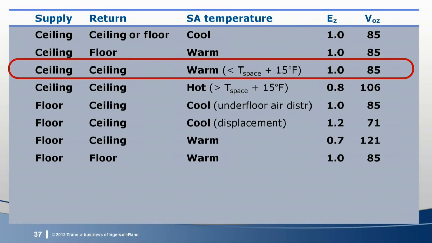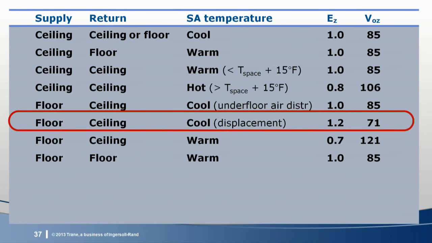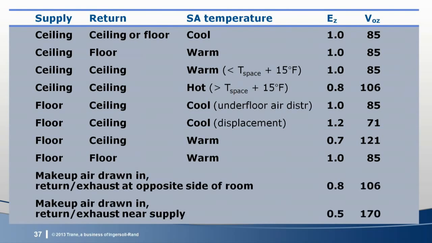This should be the design goal. The only configuration that has an effectiveness greater than 1 is when you deliver cool air using true displacement ventilation. Finally, these last two configurations were added to address systems where the outdoor air is drawn into the room.